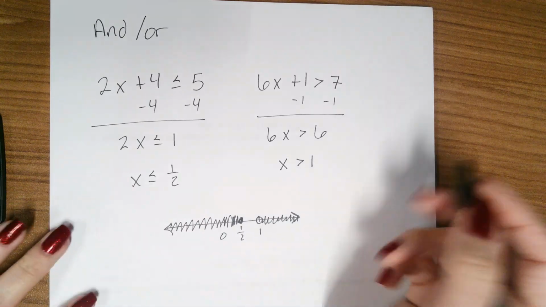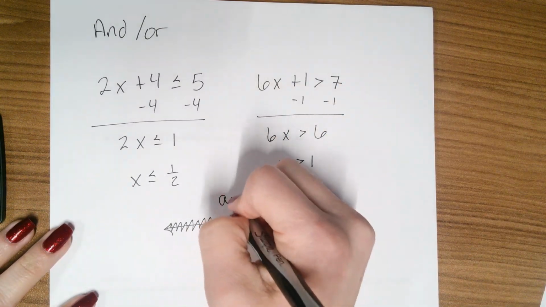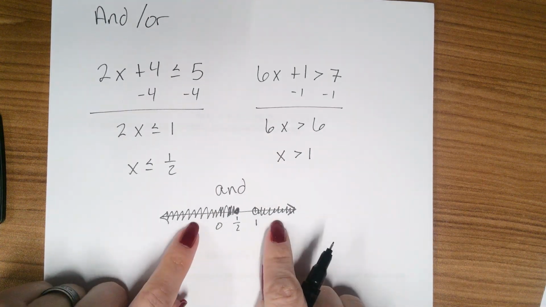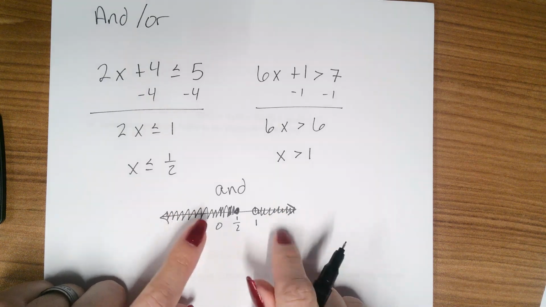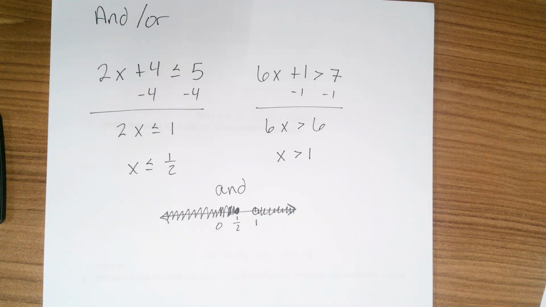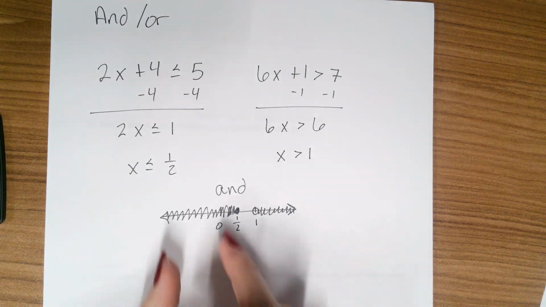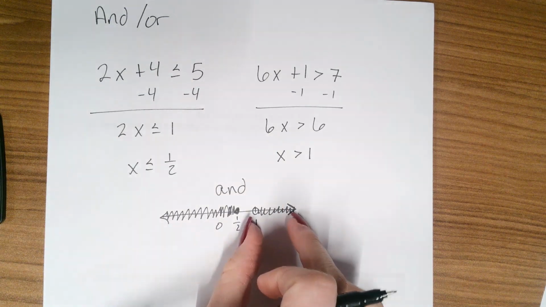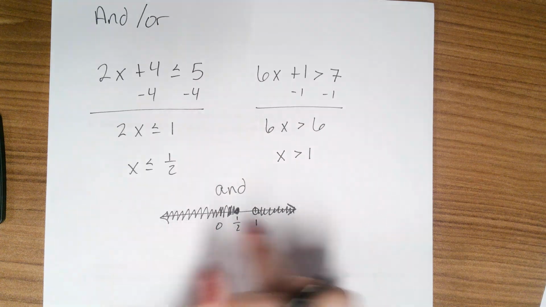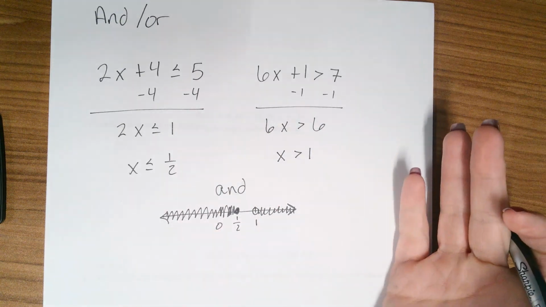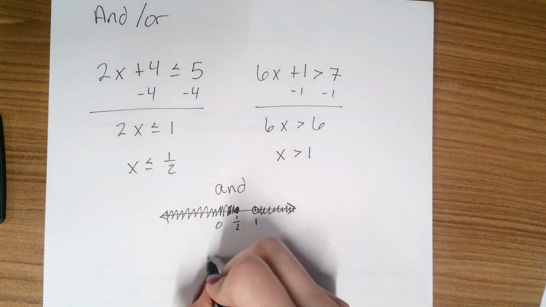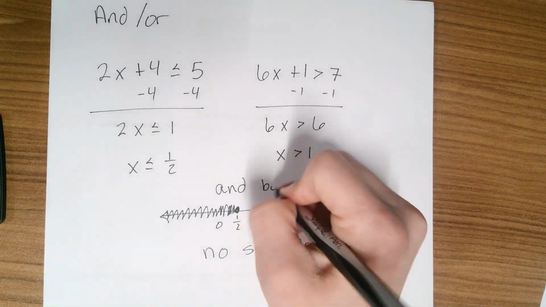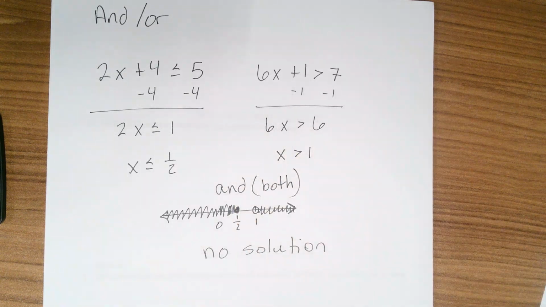Now if this were an and problem, what this is looking for, what it comes down to is where the shading overlaps, because if it overlaps, then those solutions will work for both of the inequalities. We can see here that nothing overlaps. These values will only satisfy this inequality, and these values will only satisfy the right inequality, none of the values will satisfy both of the inequalities. So this problem, if it were an and problem, would actually have no solution. Because remember, and is looking for the solutions that will satisfy both of the inequalities.